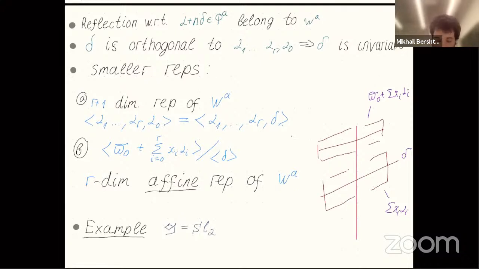Here is the picture. A bit symbolic, but I don't know. If you have any idea how to improve it, then say it. So this is 0. This is the space from the representation case A. This is a linear combination of all roots.